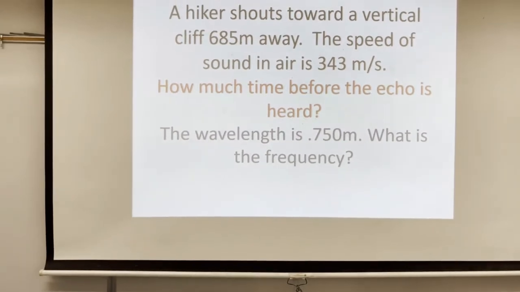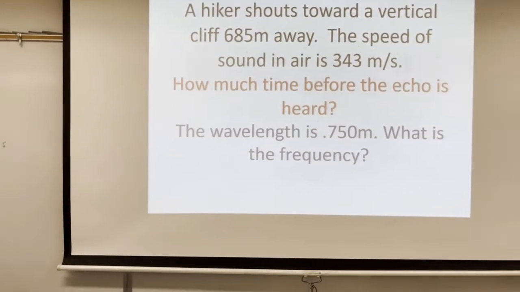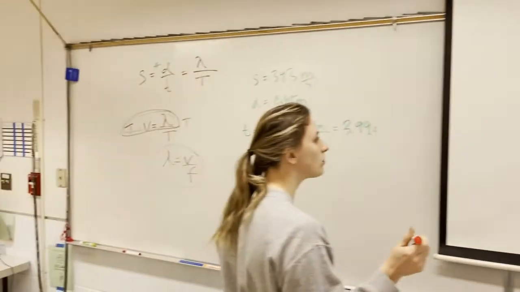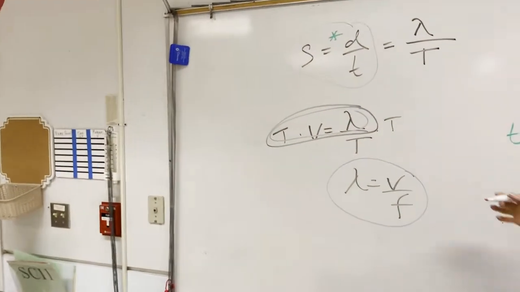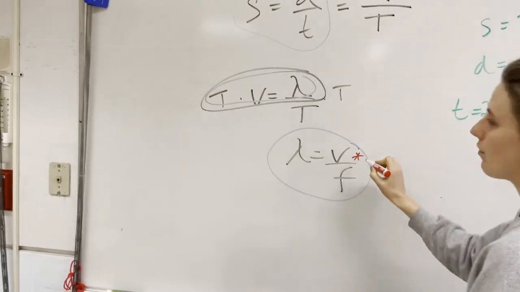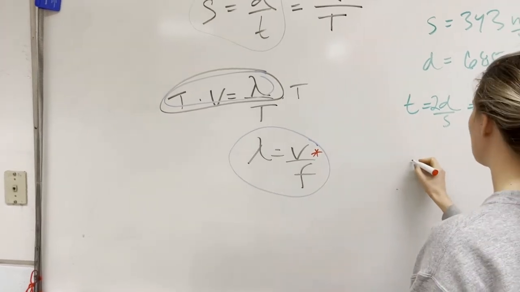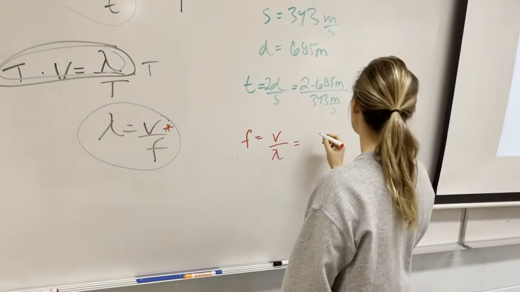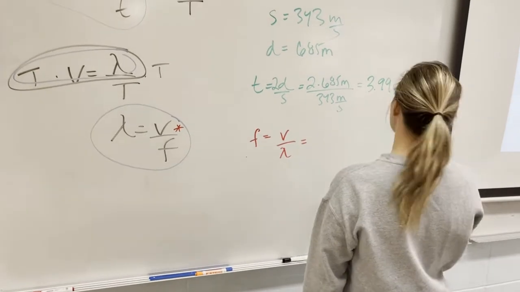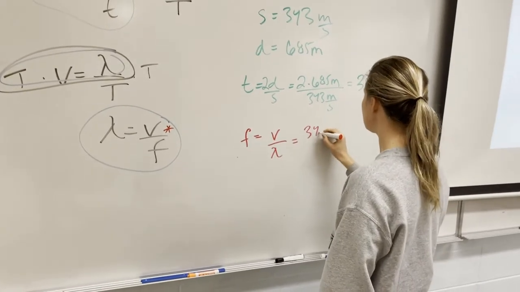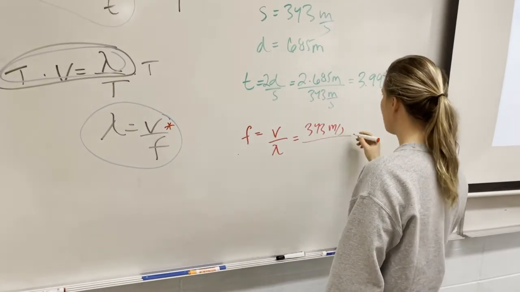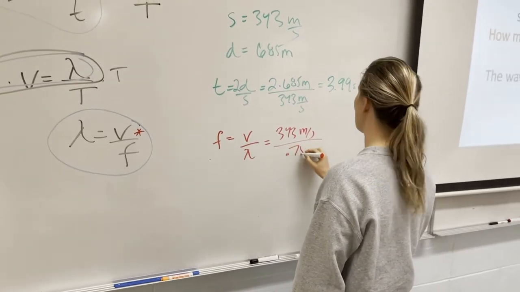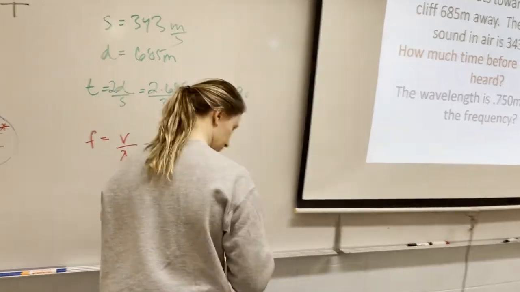The wavelength is 0.75 meters. What is the frequency? Well, we need to use the one with frequency, so that's going to be that one right there. Frequency equals the velocity over the wavelength, and our velocity is going to be 343 meters per second, and it told us the wavelength was 0.750 meters.